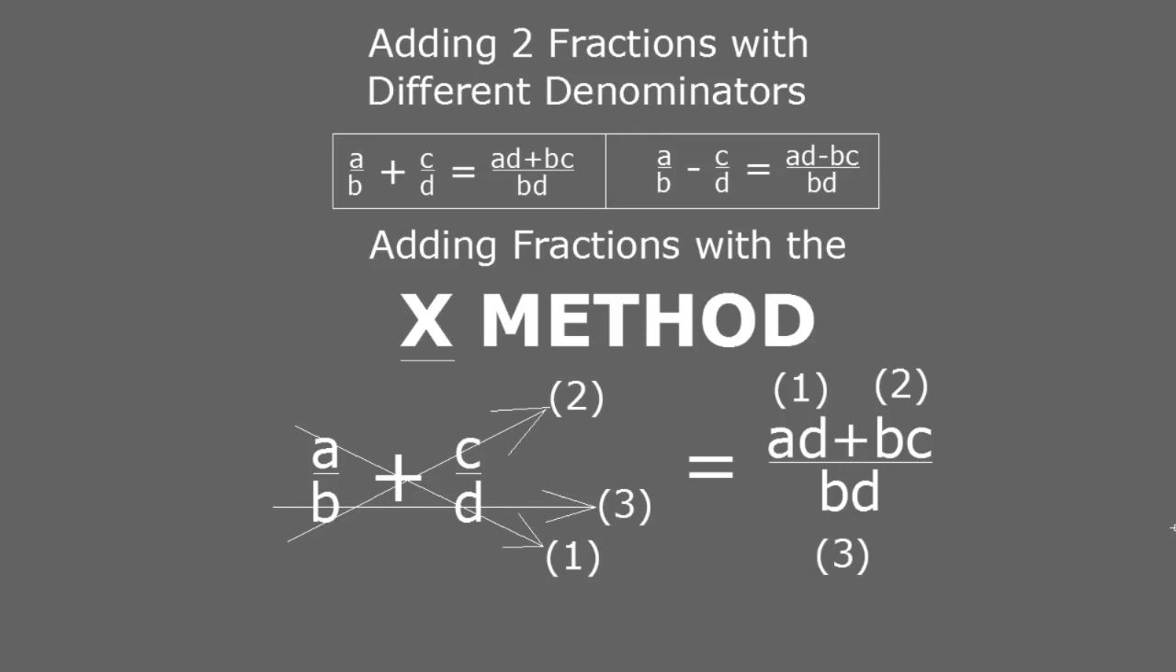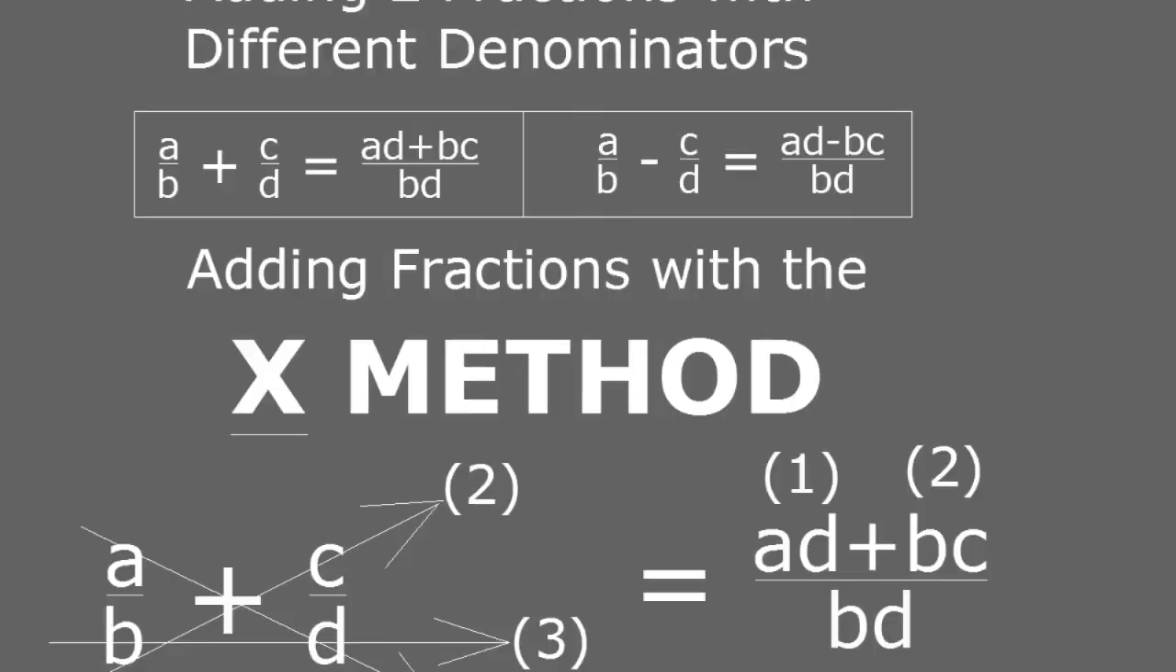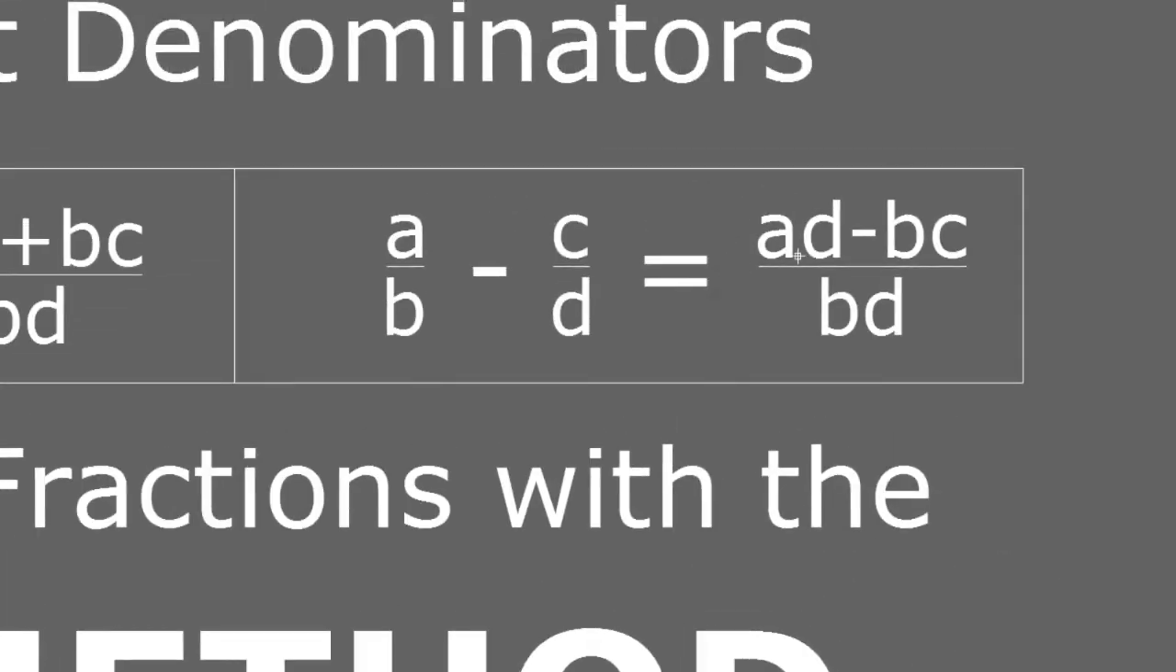Now, if you're subtracting, you do the exact same thing, but instead of having a plus sign, an addition sign, you have a negative or a minus sign, a subtraction sign. The formula becomes a times d minus bc divided by b times d.